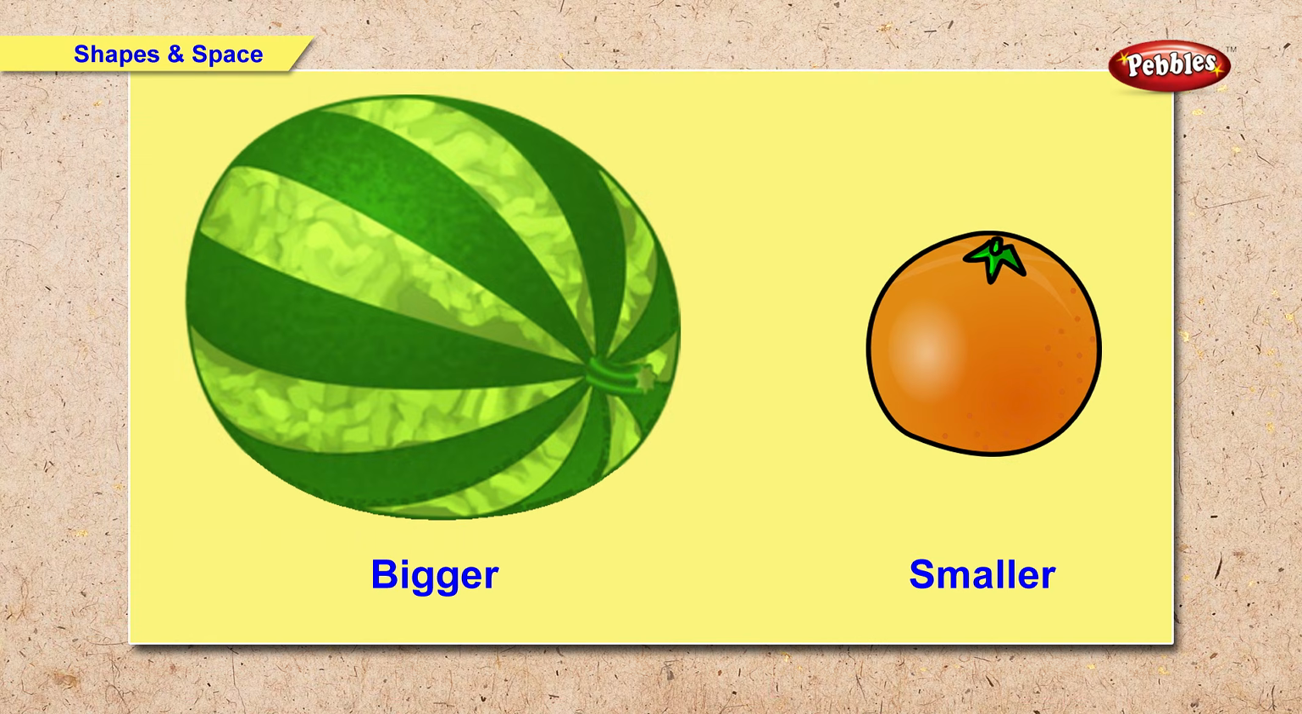We have a watermelon and an orange. So which is bigger and which is smaller? Who's going to tell me? Right! Watermelon is bigger and an orange is smaller.